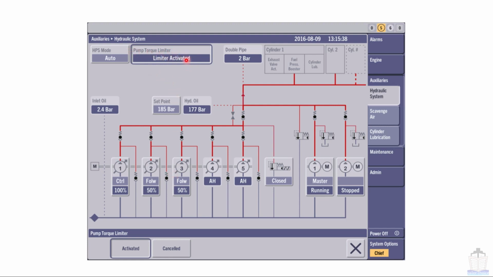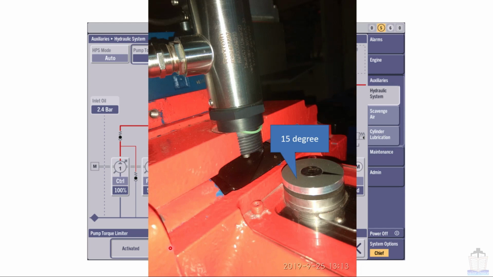So when it gets activated, you have to click over here and then cancel the pump torque limiter. Although it is not advisable to cancel and run the engine without having any check, when you get this sort of alarm, if possible stop the engine and check the particular pump, why it is running at higher load. Maybe some mechanical failure or some leakages is there. So when any particular pump reaches its 100%, that time this swash plate cam angle indicator will also show 15 degree.